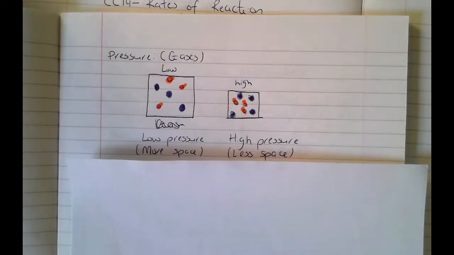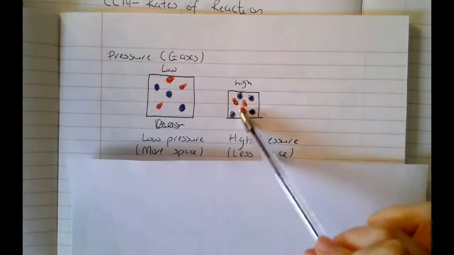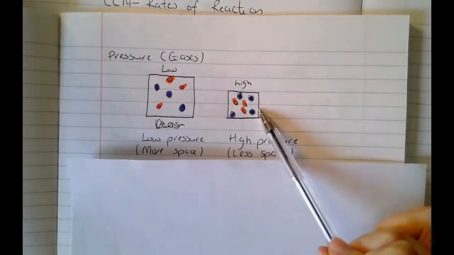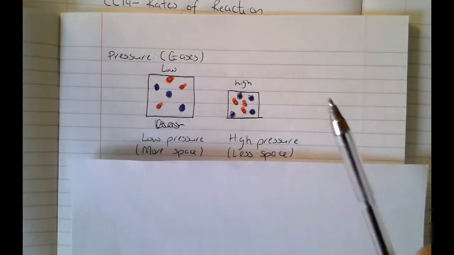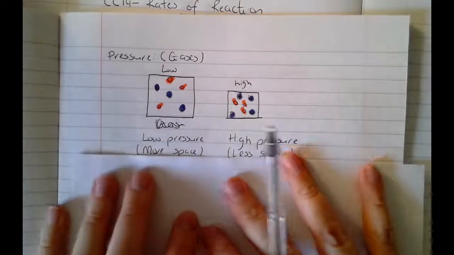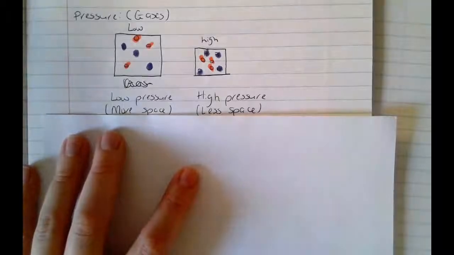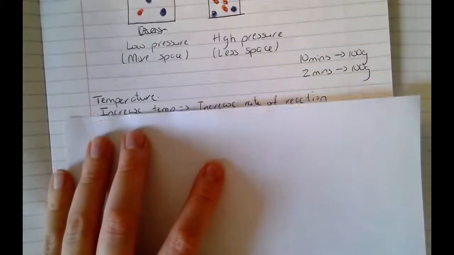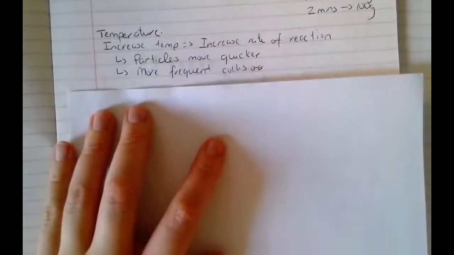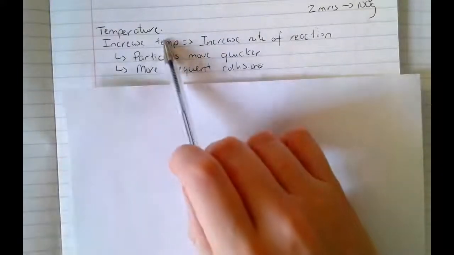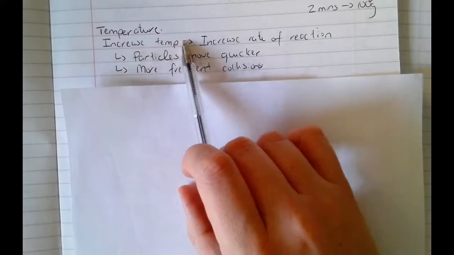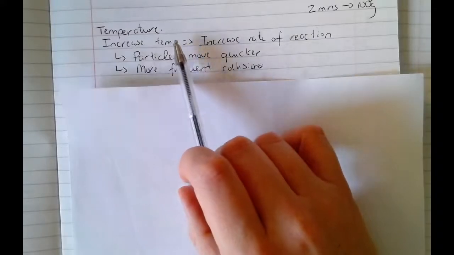So increase the pressure, you're going to then decrease the space. If you decrease the space, you will have more frequent collisions. Again, I'm not saying more collisions, I'm saying more frequent collisions. The last factor we need to look at is going to be temperature. And temperature has two effects. The first effect that temperature has is that it will increase the speed of the particles.